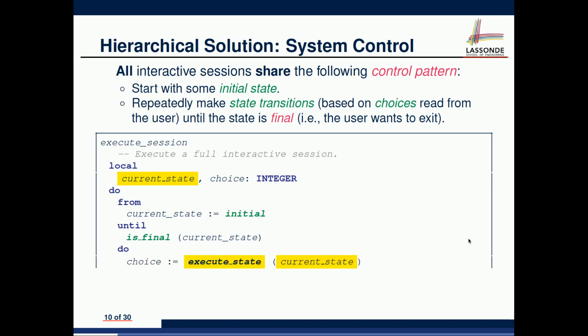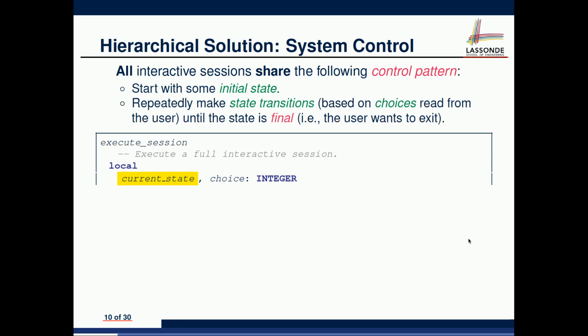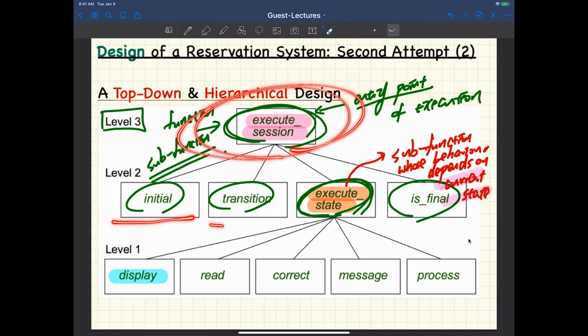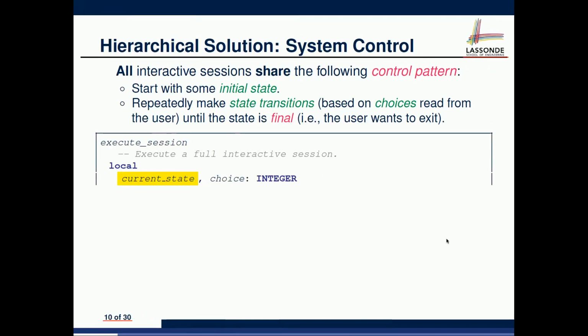Let's see the top level here. Basically, this is the top level I just talked about. Let's see a little bit more detail. You can see this is execute session, in which case we're going to call the 4 sub-functions. Let's see the pattern there. You will see the pattern is very similar to how we did it in the first design attempt.